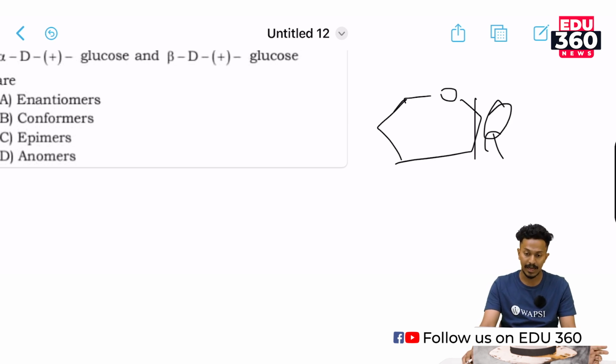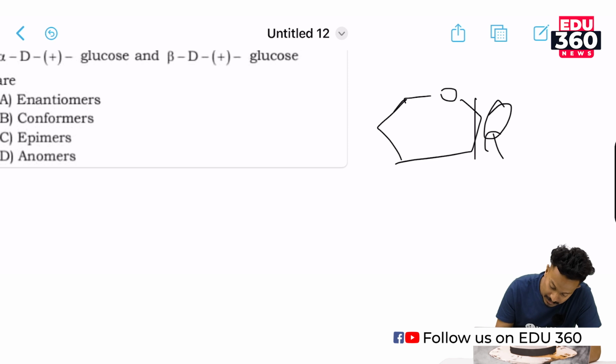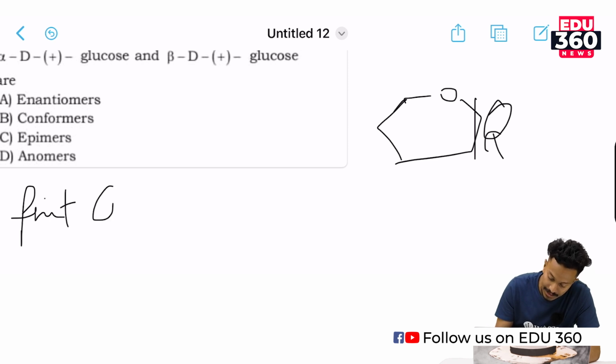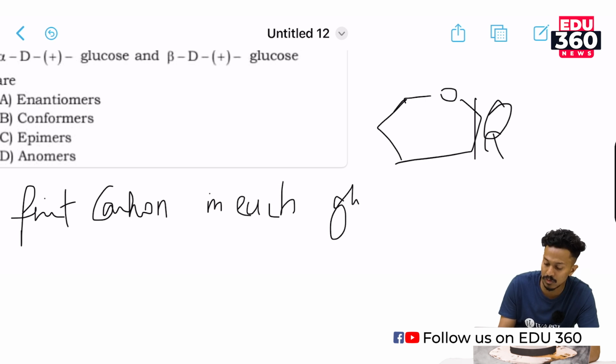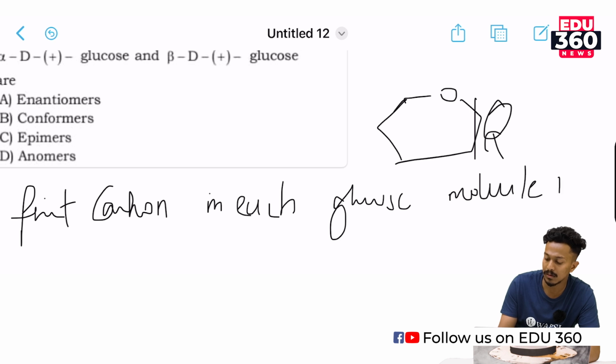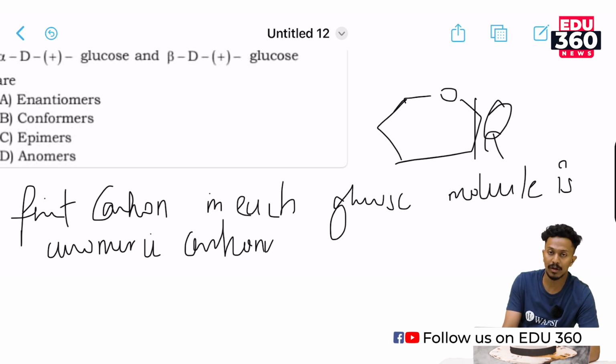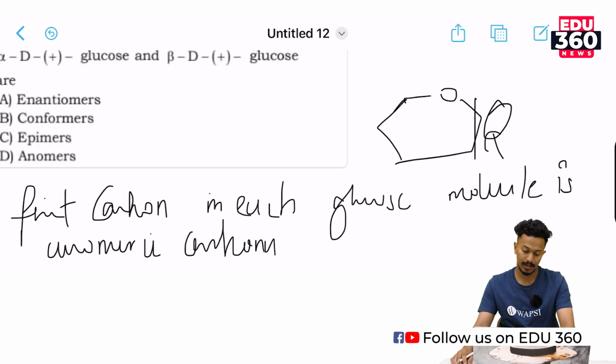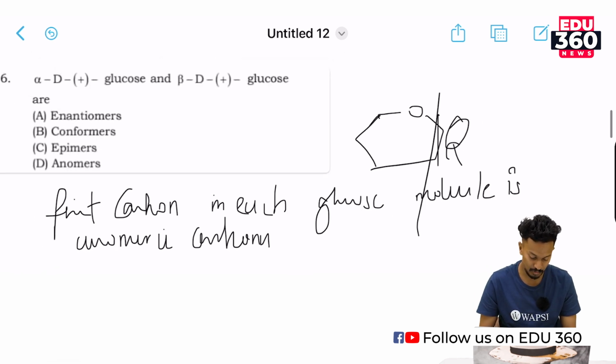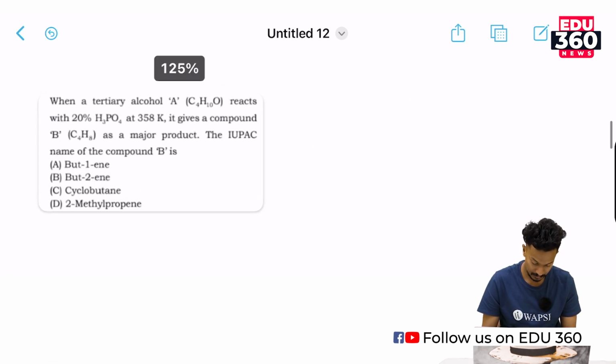So both alpha D plus glucose and beta D plus glucose are anomeric, because the first carbon in each glucose molecule is an anomeric carbon. So therefore both of them are called anomers. And we'll have to move to our next question.